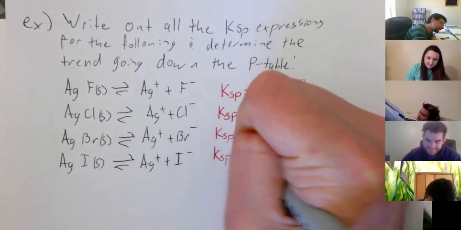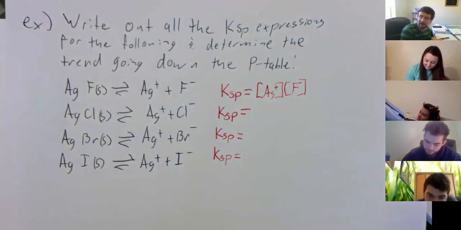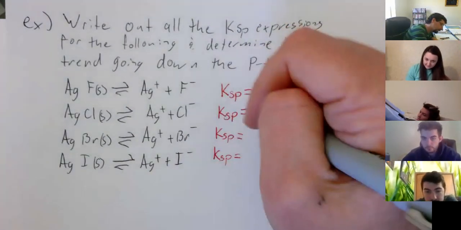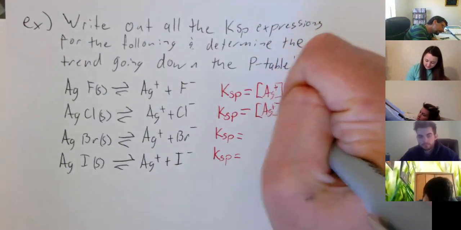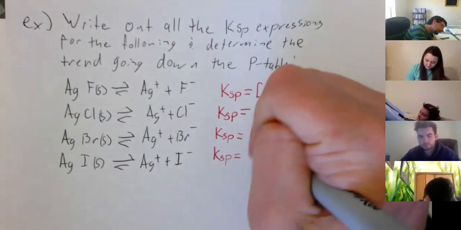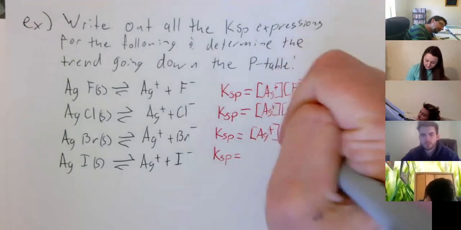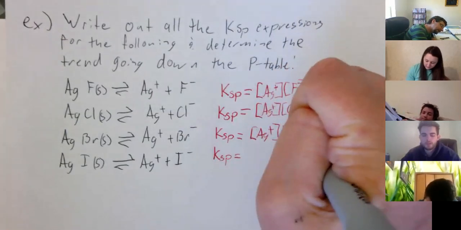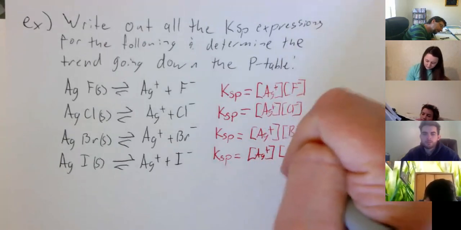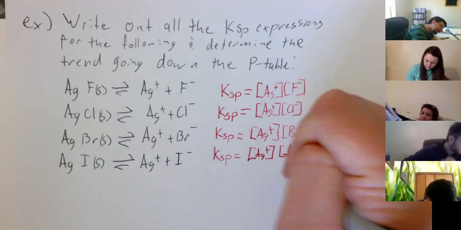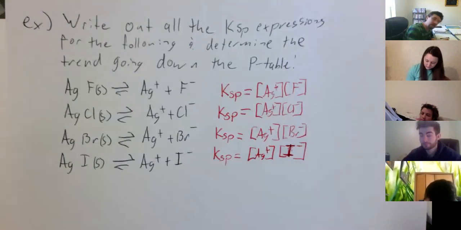So what's the KSP expression going to look like for all of these guys then? It's the same thing, just a different halogen. Yeah, just a different anion. Ag plus, Br minus. Oh, I minus.